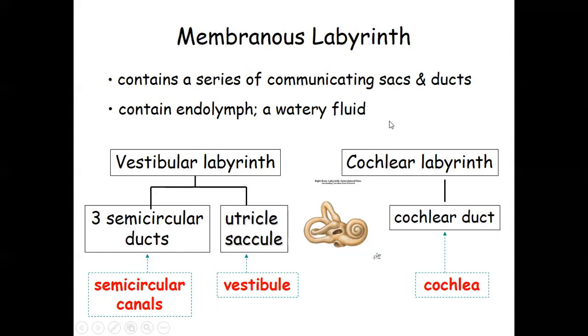Just to recap what I mentioned just now, the membranous labyrinth contains the endolymph, a watery fluid. The three semicircular ducts are located in the semicircular canals. The utricle and saccule are located in the vestibule. So the three semicircular ducts, utricle and saccule form the vestibular labyrinth. And then the cochlear duct is located inside the cochlea, and it is part of the cochlear labyrinth.